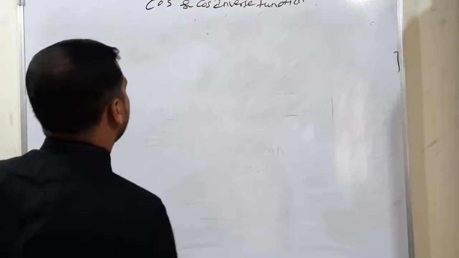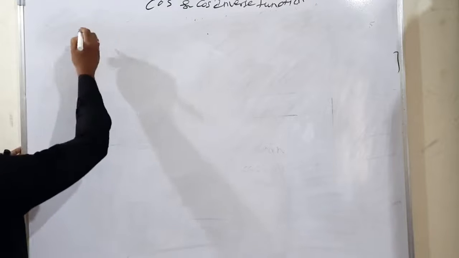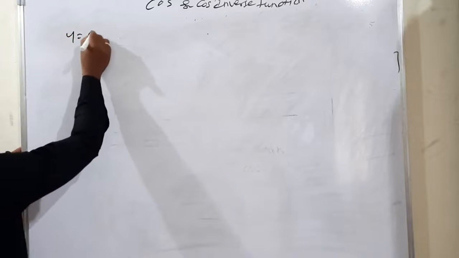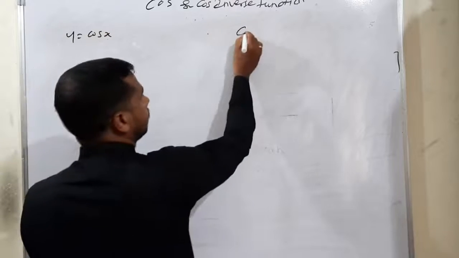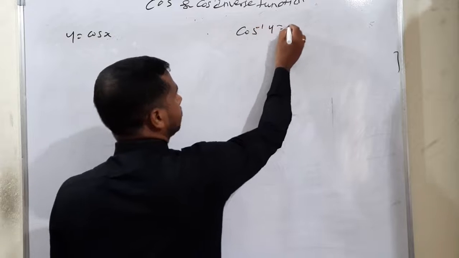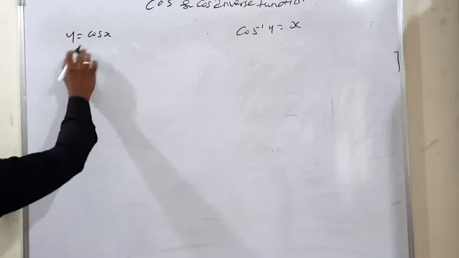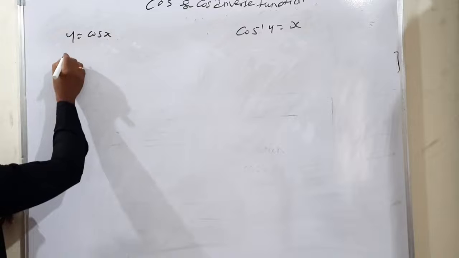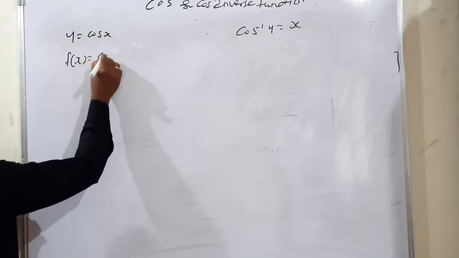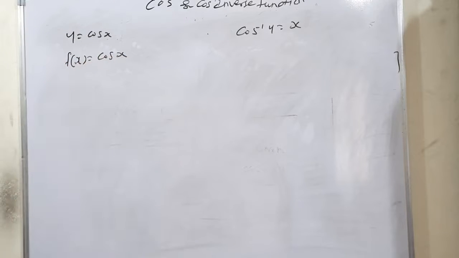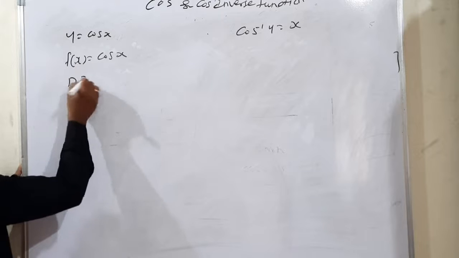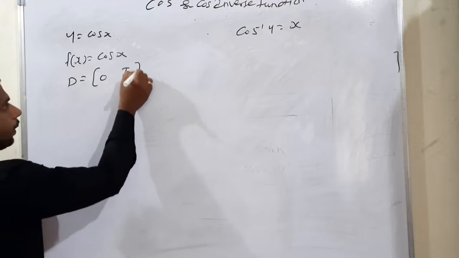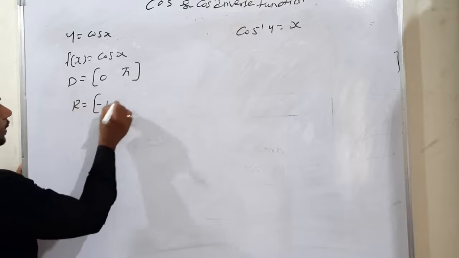So moving to another important point: cos and cos inverse function. Consider y is equal to cos x. To find the inverse function, we swap the variables, so cos inverse y is equal to x. Consider y is equal to f of x, where f of x is equal to cos x. What is the domain? The possible x values. Definitely the domain is 0 to pi. Then the range is minus 1 to positive 1.